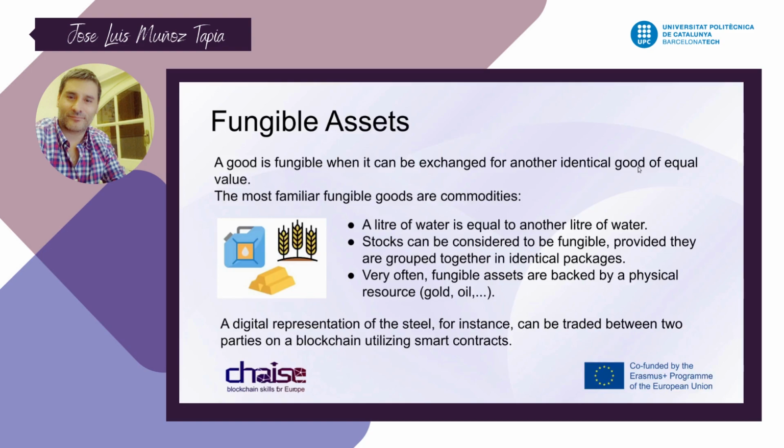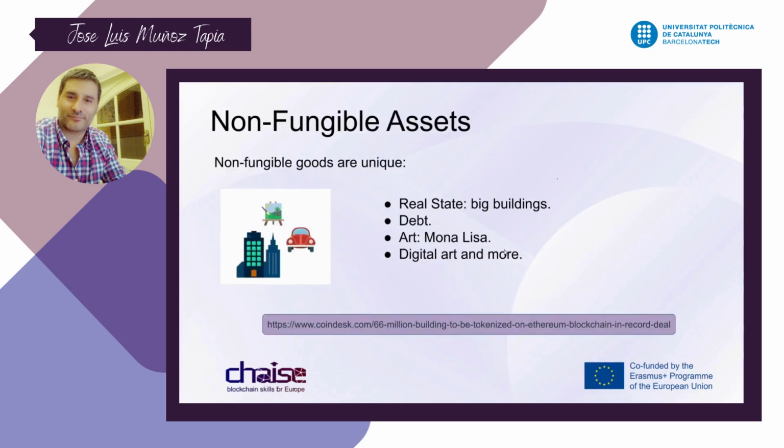The most familiar fungible goods are commodities. For example, a liter of water is a liter of water, or a liter of oil. One liter is one liter if it is of the same commodity. Then the idea is to use blockchain to represent these commodities, and then use a smart contract with which we can do transactions and then trade or exchange all these commodities in a tokenized form. We're going to see an example in a few moments.